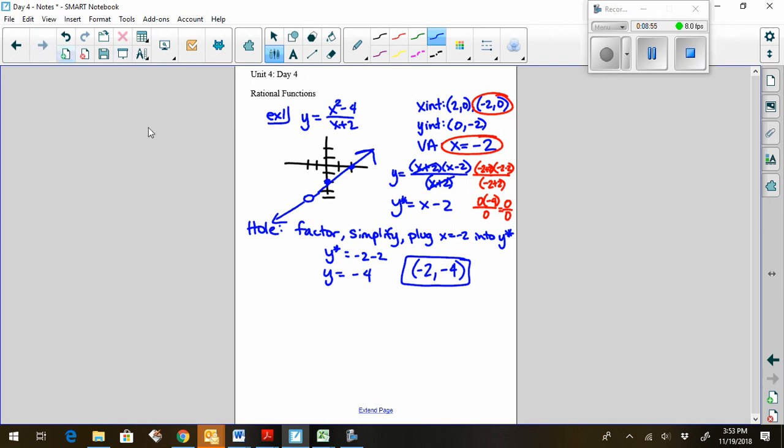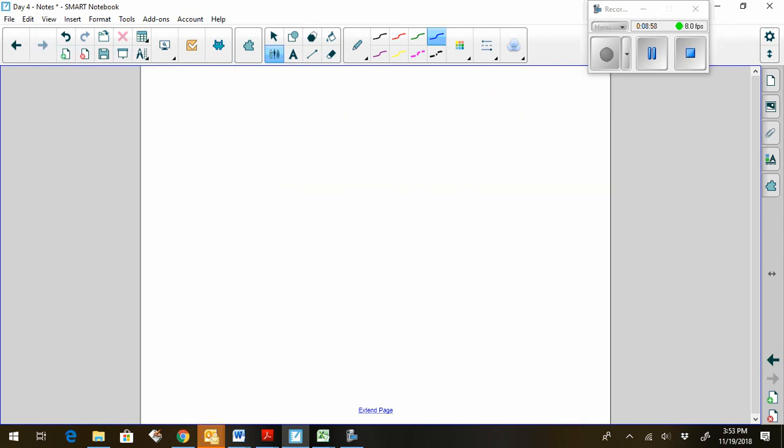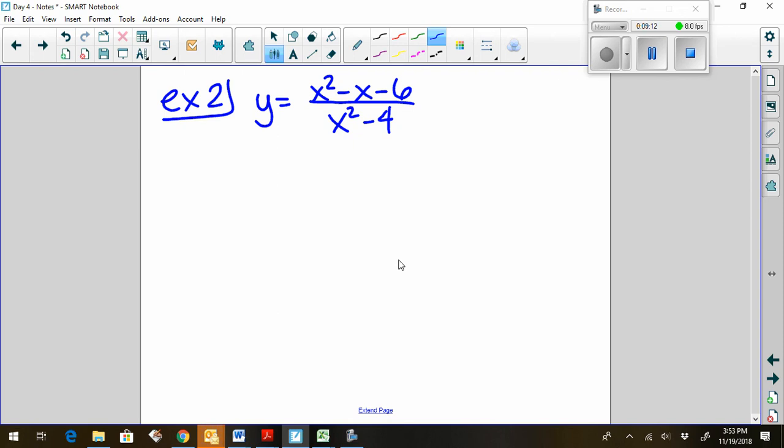Another example we might have would look like this. So example 2. Y equals over x squared minus 4. Let's say this is our example that we have. Now, what we can do here is sometimes factoring it helps also to find all the other parts of the function as well. So I can factor this. I would get x minus 3 times x plus 2 over x minus 2 times x plus 2.